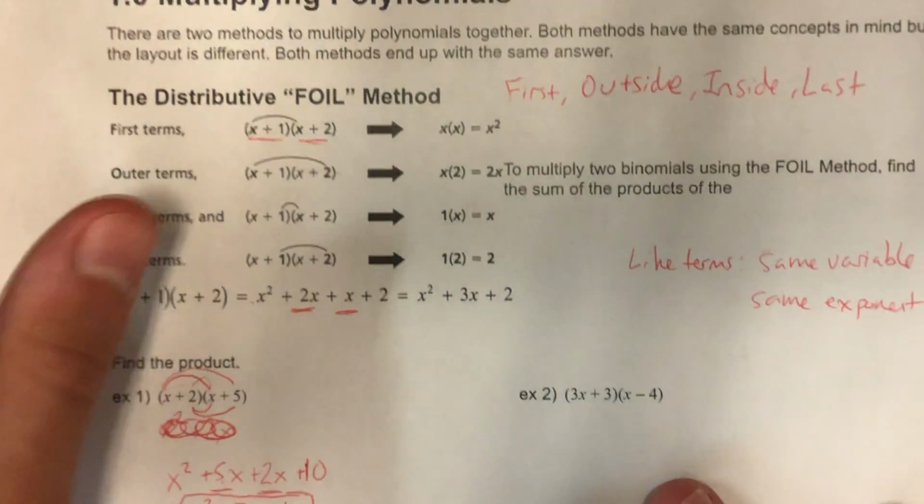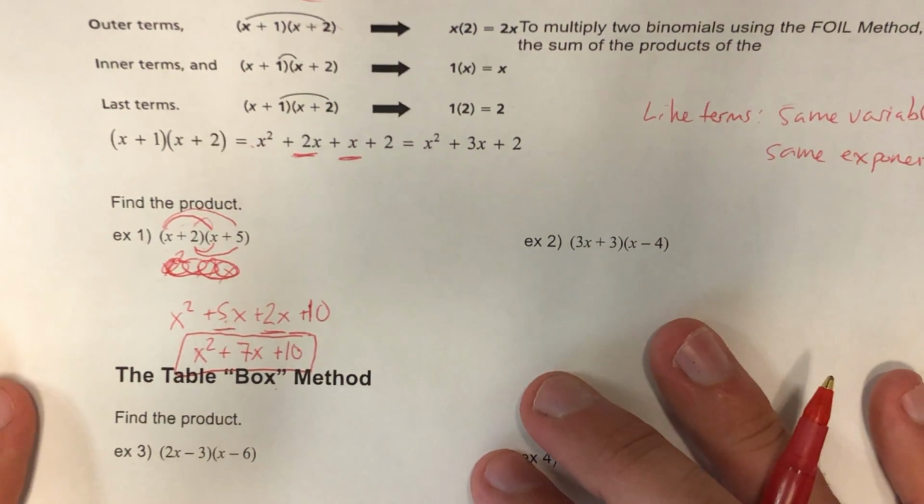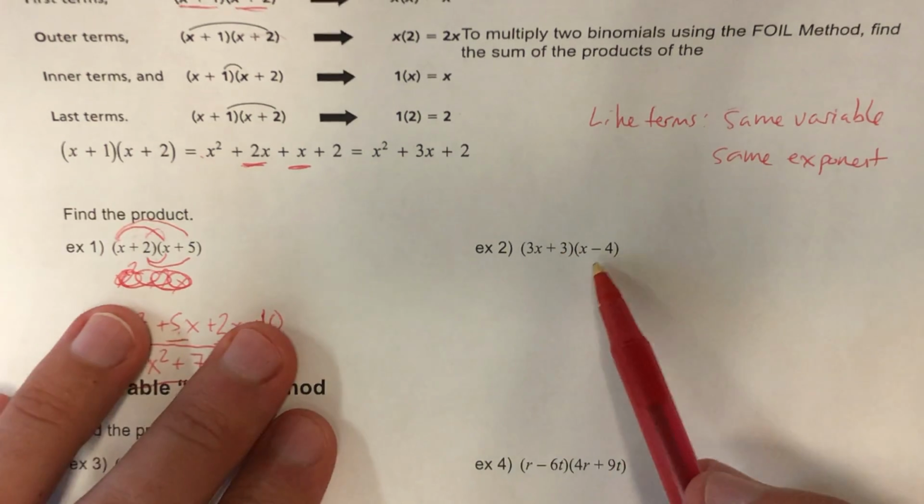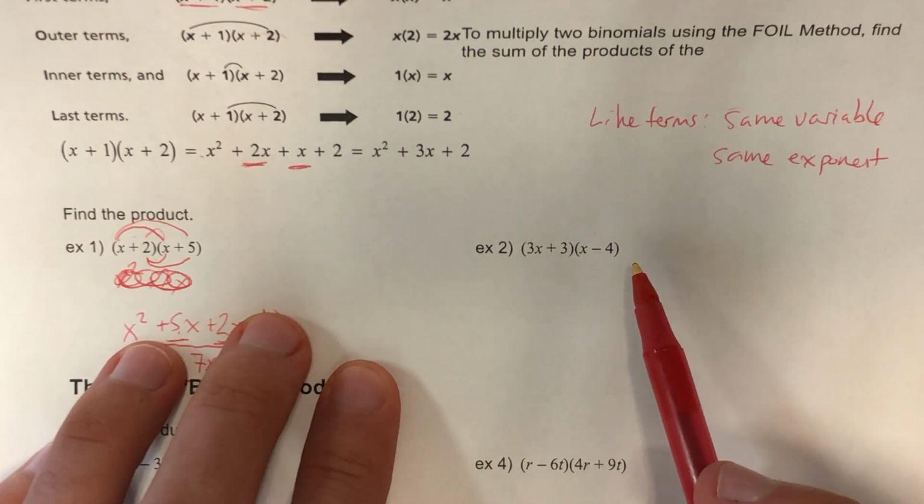All right. So why don't you try the next one here? 3x plus 3 times x minus 4. Try that on your own.